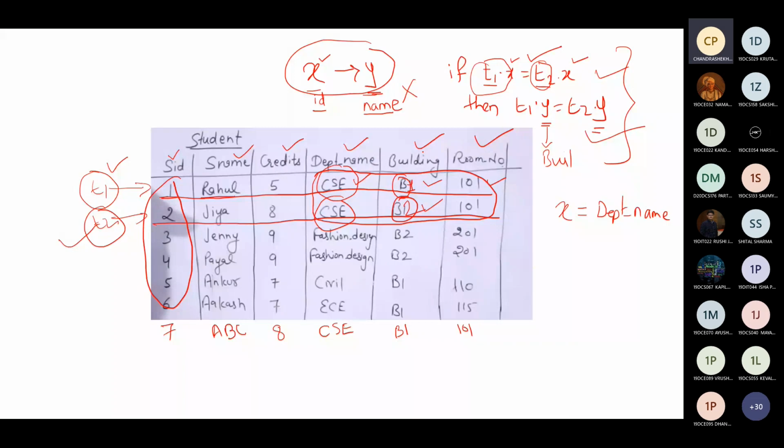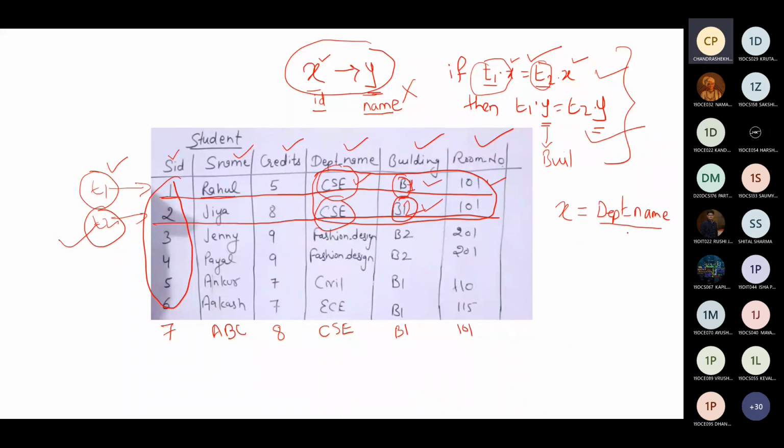Understood what functional dependency is now? Clear? Any doubt within this? Because when you understand functional dependency, then only you are able to understand the next concept of normalization. Functional dependency is not only for one particular attribute; it can be a combination of more than one attribute. As I told you, this x is only the department name.